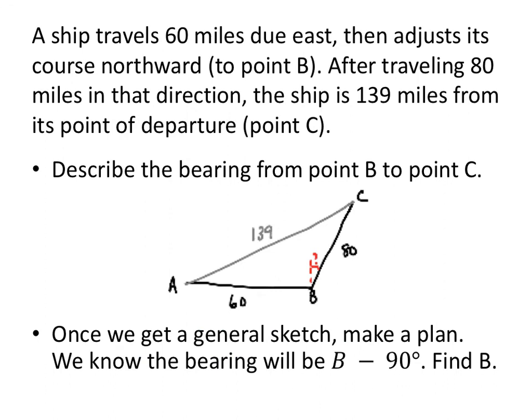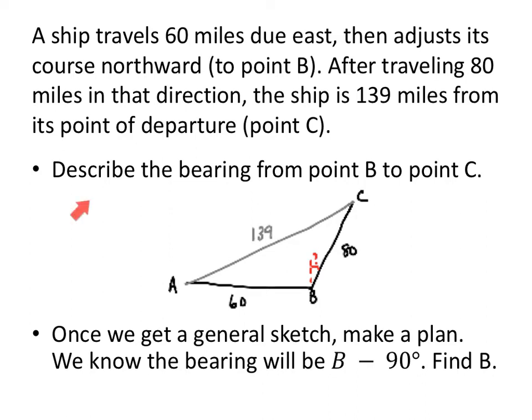A ship travels 60 miles due east. Then it adjusts its course northward from point B. Wow, that's written horribly, isn't it? So a ship travels 60 miles due east to a point B, then adjusts its course northward. After traveling 80 miles northward, the ship is now 139 miles from its point of departure. So we're at sea, and it's 139 miles from its point of departure. I'm pretty sure I typed that in the weirdest way possible.